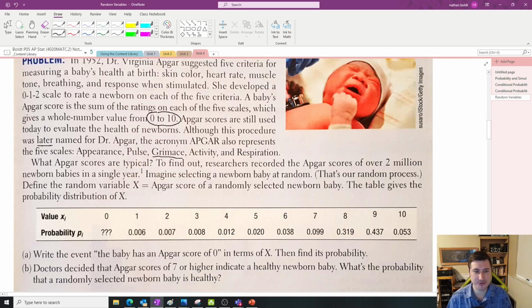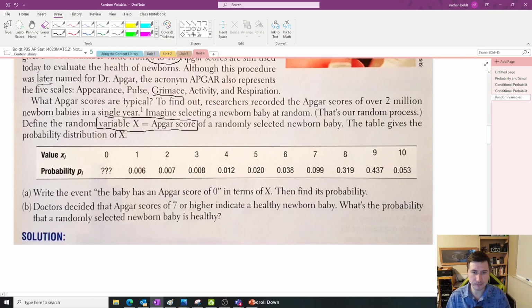All right, what APGAR scores are typical? To find out, researchers recorded the APGAR scores of over 2 million newborn babies. Imagine selecting a newborn baby at random. That's our random process. All right, so here is our random variable. X is equal to APGAR score. So we defined our random variable. The table gives the probability distribution. So here we have the probability of each APGAR score occurring. So if I pick one at random here, 7, there is a 9.9% chance that a random baby will have a score of 7.